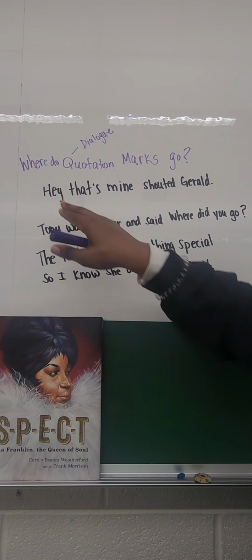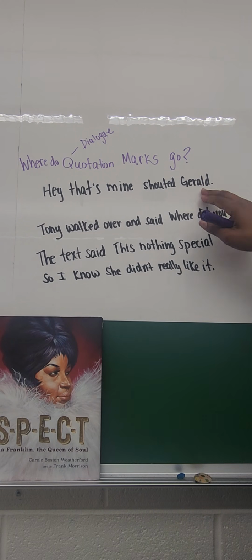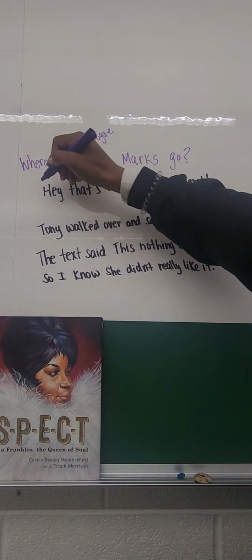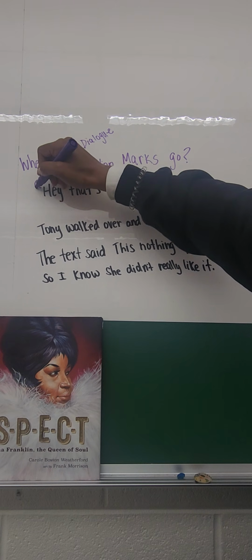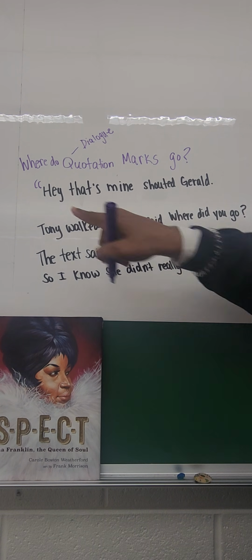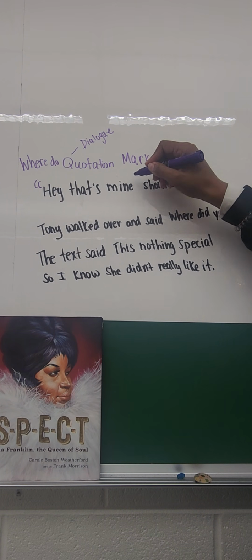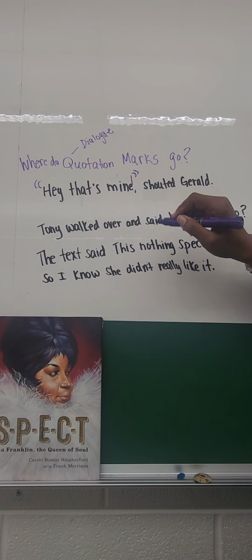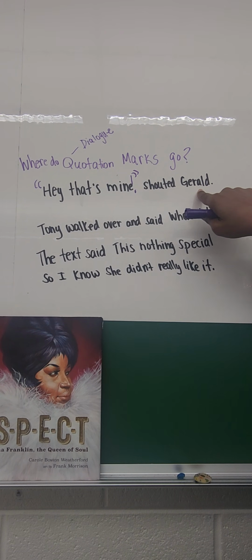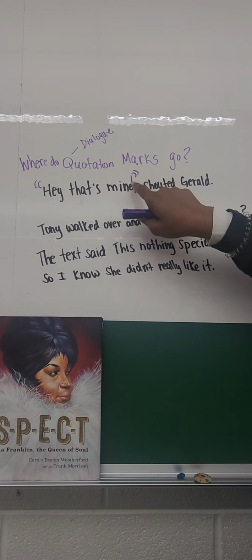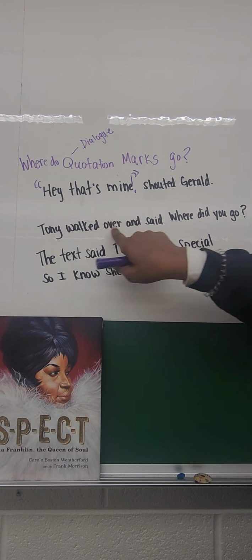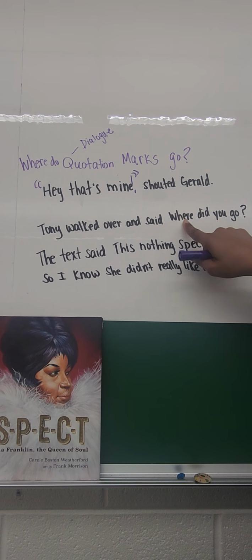So let's look at this sentence. Hey, that's mine, shouted Gerald. So what is Gerald actually saying? So start opening your quotation marks here. And then he said, hey, that's mine. And then we'll do an exclamation point since he's kind of excited there. Close quotation marks, shouted Gerald. Now, sometimes you'll do a comma here, but since we did the exclamation point, that takes the place of the comma. Tony walked over and said, where did you go?